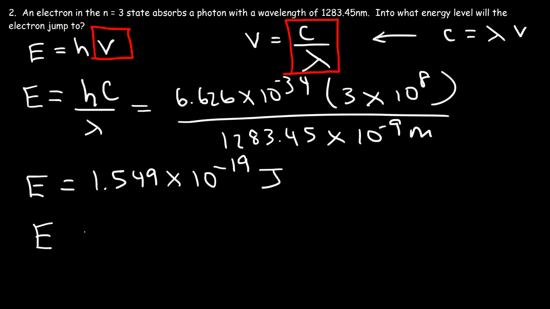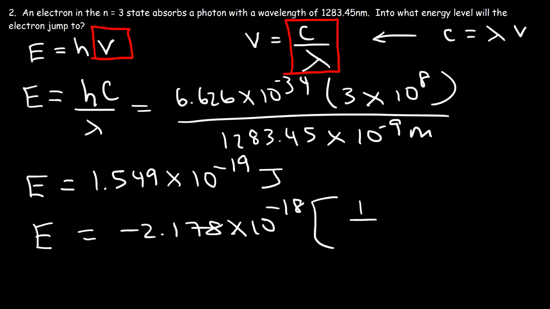So now that we have the energy of the photon, we can now use this equation. Our goal is to find the value of n final. And it should be an integer value, like 2, 3, 4, 5, 6, 7. It shouldn't be like 6.4 or 8.7. We should get a whole number. So we have n initial, it's 3, and we have the energy.